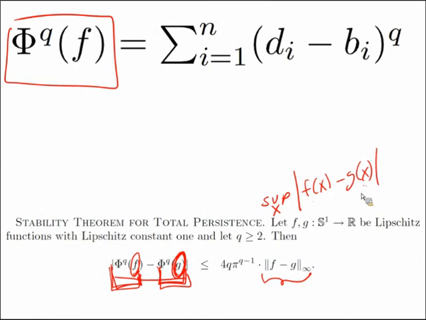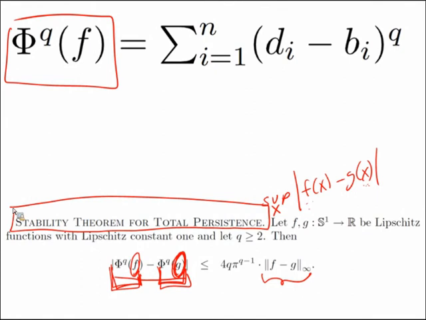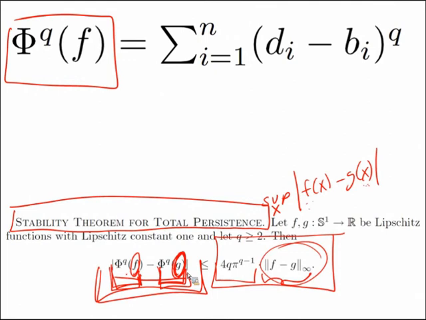Well, we have a stability theorem for this total persistence. This is just some constant for a fixed q. So if this is very small, then some constant times a small number is still small, and so even if we change our function a little bit, we'll still get the same result. I don't want something that is periodic, but after a slight change, it's not periodic, or vice versa. And so these stability theorems are quite important.